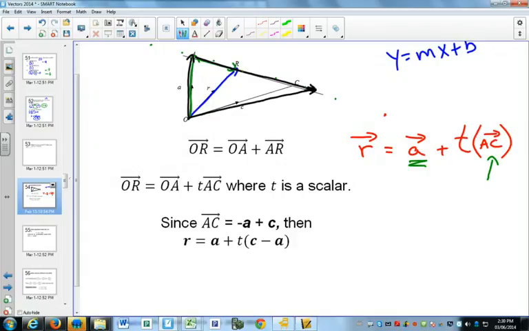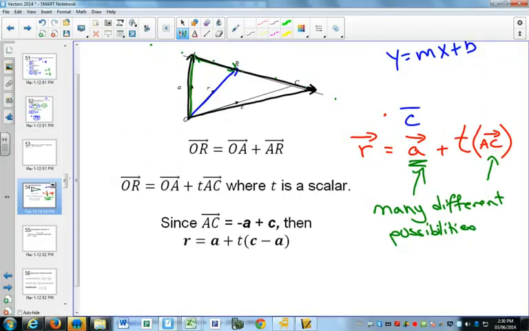Now, this point has many different possibilities. It doesn't have to be the y-intercept. Like y equals mx plus b only worked with the y-intercept. This one, you could have chosen the point C instead.